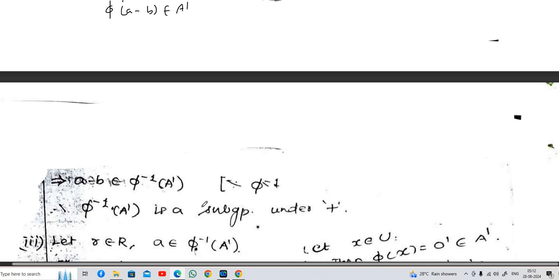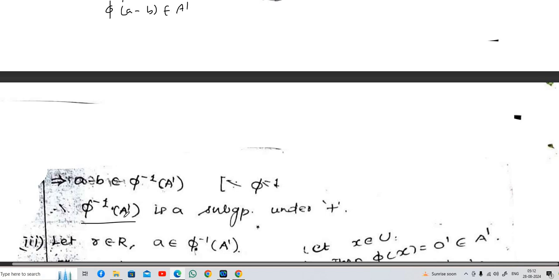So when we have phi of a minus b belonging to A prime, we must have a minus b belonging to phi inverse of A prime. That is how phi inverse of A prime is defined. So this shows that phi inverse of A prime is a subgroup under addition.